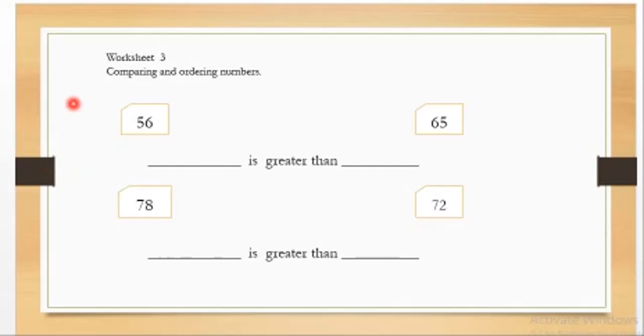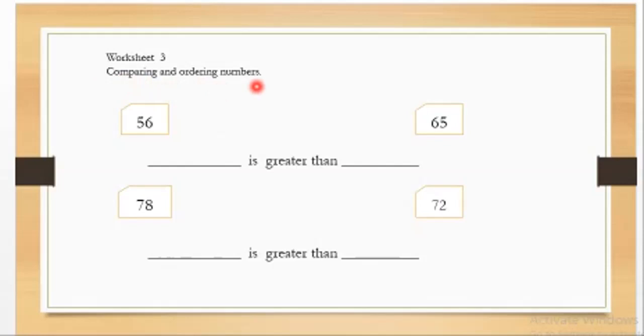First of all, let's read the topic name. The topic name is comparing and ordering the numbers. It means that you are going to first compare the numbers. Compare means finding the difference between the two numbers. So comparing the numbers and then ordering the numbers.